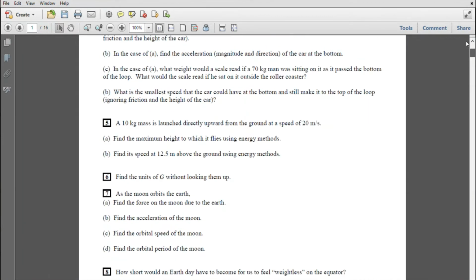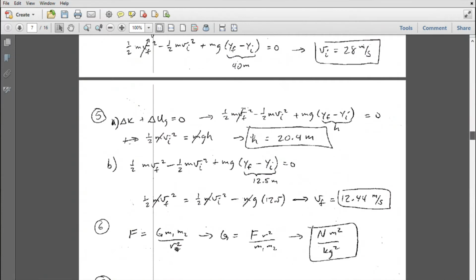All right, problem 5. A 10 kilogram mass is launched directly up from the ground at a speed of 20 meters per second. Find the maximum height using energy methods. Find its speed after it's gone up only 12.5 meters using energy methods. Problem 5.